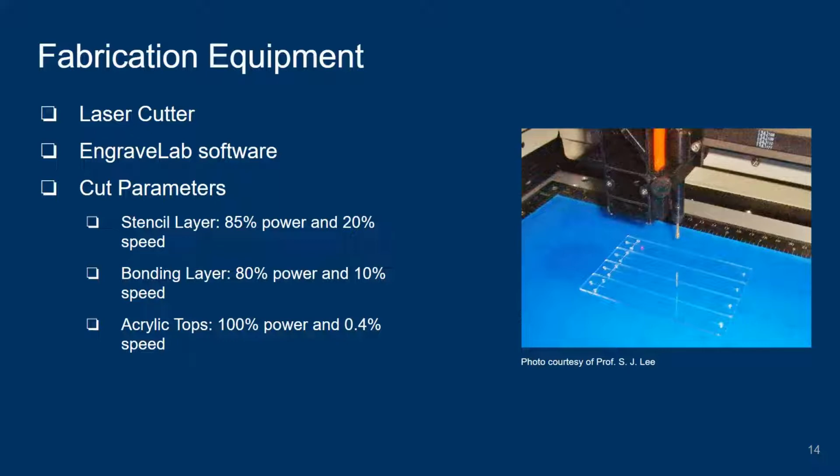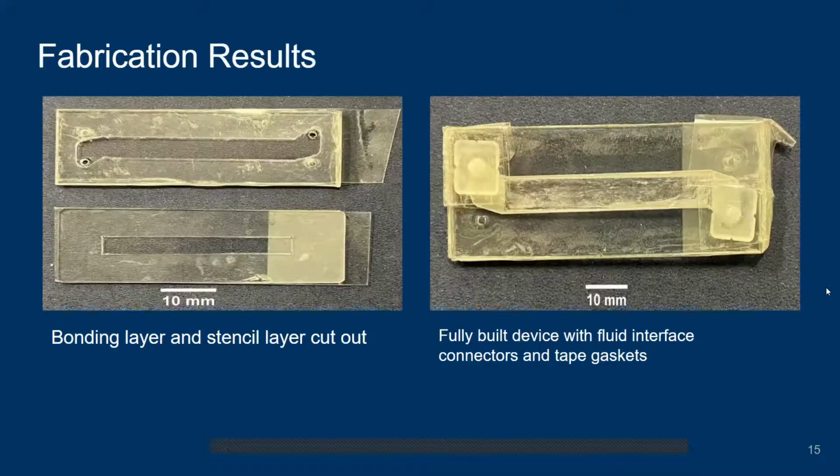Acrylic tops were cut with 100% power and 0.4% speed. Some fabrication results. The first image shows the bonding layer on top and the stencil layer cut out on the bottom.